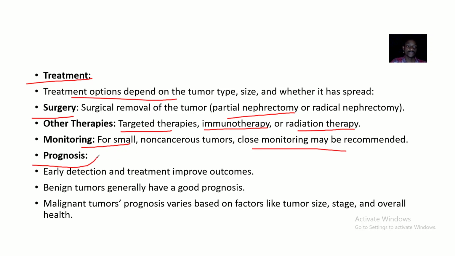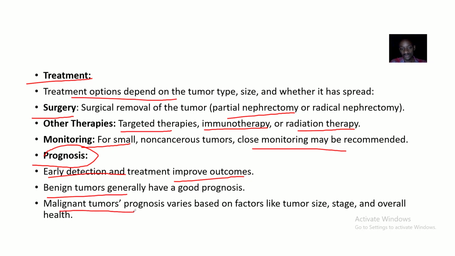Now, what is the prognosis? What is the overview conclusion on this? We see that early detection and treatment of these kidney tumors will improve the outcomes. Benign tumors generally have a good prognosis. That's a good possibility of healing. Do you understand? That's what prognosis means.